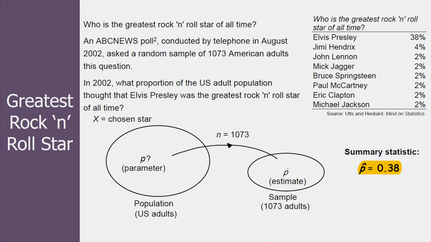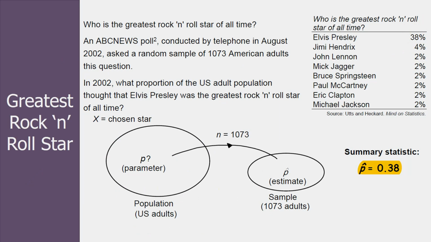So we can see the results in that top right corner. Elvis Presley got 38% of the results, and the next best, Jimi Hendrix, only had 4%. So he really is coming out in the lead. So our population is all US adults, and they've taken a random sample of 1,073 for the sample.